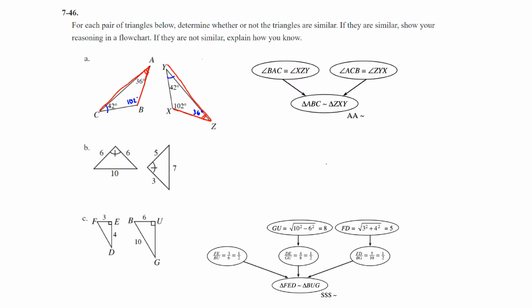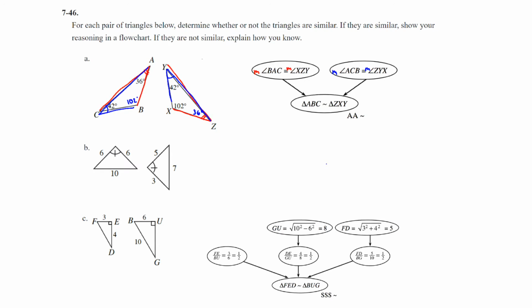Since they're saying they're equal to, there should be the measure right here. So it's the measure of the angle that's equal to each of those. And then the next part they said ACB, which is the 42, and the ZYX. ZYX is also the 42. Once again, these should say the measure of those angles are equal. And so we know that triangle ABC matches up with ZXY.